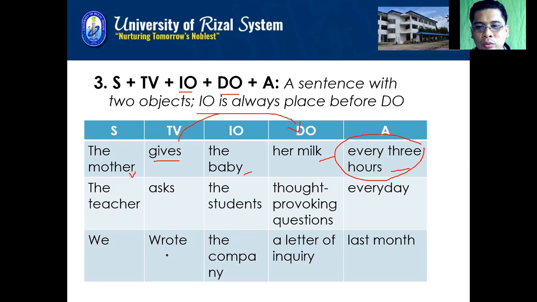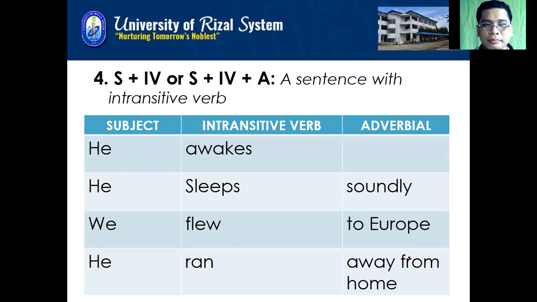Okay, so next, we wrote the company a letter of inquiry last month. We wrote what? A letter of inquiry. For whom? To the company. When? Last month. Okay, so that's how you formulate questions. And again, take note of the structure of this sentence. Subject, transitive verb, indirect object, direct object, and adverbial or adverb.